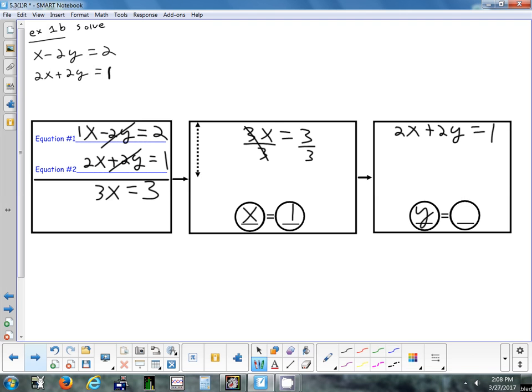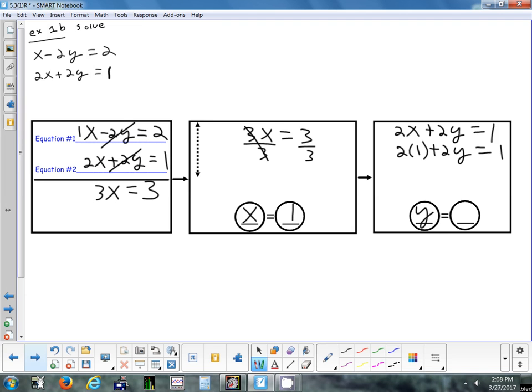Antonio, what am I plugging in for x? 1. Yeah, I'm going to plug in 1. All I did was change x to 1. And I put it in parentheses, because if I didn't put parentheses, it would look like the number 21.